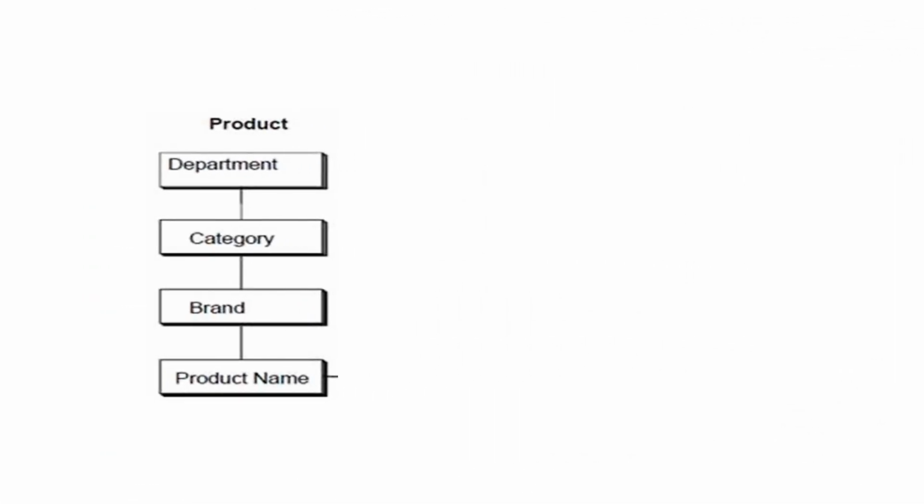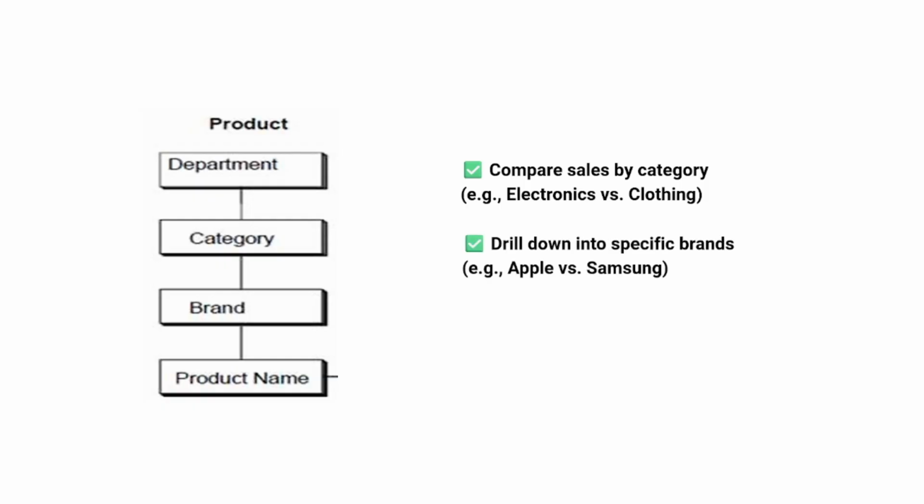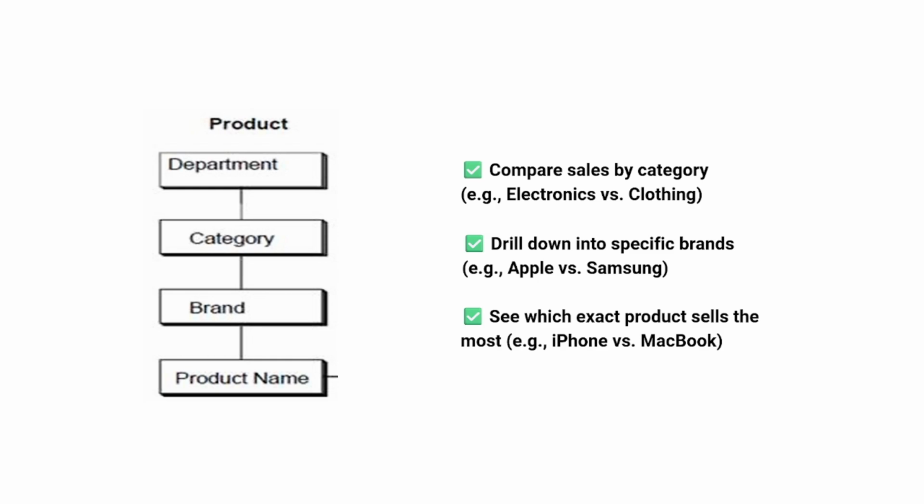Another example is product hierarchy. Now, let's say your boss asks, which category of products sells the best? Your data can be structured like this: category, brand, product. So instead of just seeing total sales numbers, you can compare sales by category, like electronics versus clothing, drill down into specific brands like Apple versus Samsung, see which exact product sells the most, like iPhone versus MacBook. Hierarchies help businesses analyze data from different angles, starting from a broad view and then zooming into specific details.